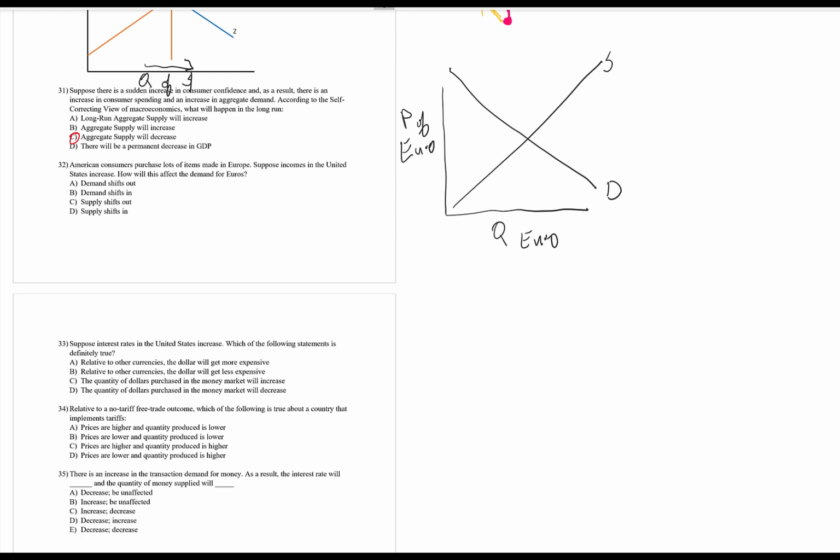Well, when the incomes in the United States increase, one thing that consumers in the United States will do is purchase more goods made in Europe. If we are purchasing more goods made in Europe, in order to do that, we need euros. And so people in the United States will demand more euros, right? If I want to buy more Ferraris, I need to acquire the euros I need to do that. So that would be an increase in demand. So demand shifts out or to the right.